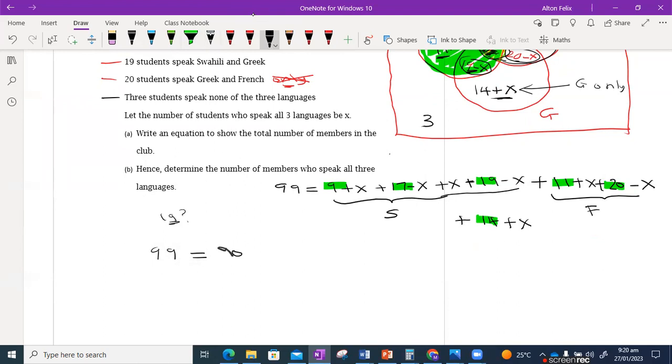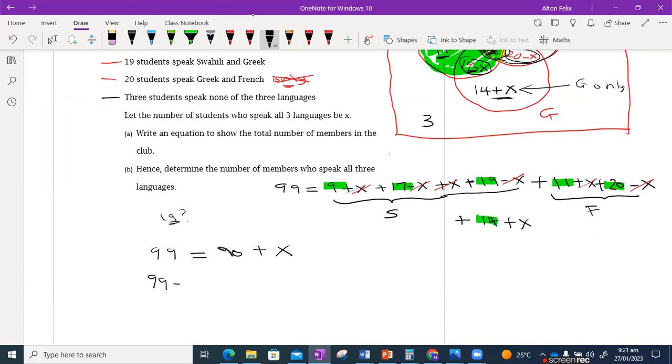Let's see how we can eliminate the x's now. So we have plus x here. This plus x will cancel with this minus x. This plus x will cancel with this minus x. This plus x will cancel with this minus x. And we are only left with plus x. So this will be 90 plus x. Right, so our faith held up, man.